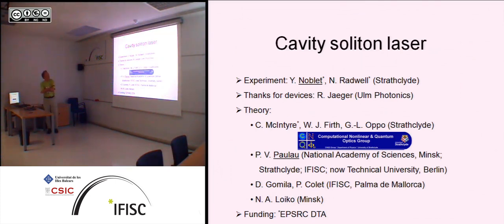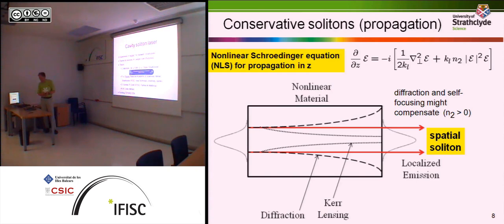The work on the cavity soliton laser in the experiment is currently done by Johan Noblet in my group. Older experiments were done by Neil, who finished in 2010. The devices are coming from Ulm Photonics. We have theoretical support by Craig McIntyre, Willie Firth, and Gian-Luca Oppo at Strathclyde. Then a lot of work was done by Pavel Paulau over the last years, and he was partially in Minsk, partially at Strathclyde, partially here, and now he is in Berlin. And we have support from Damien and Perra, and some of the early work was done in collaboration with Natalia Loiko in Minsk.